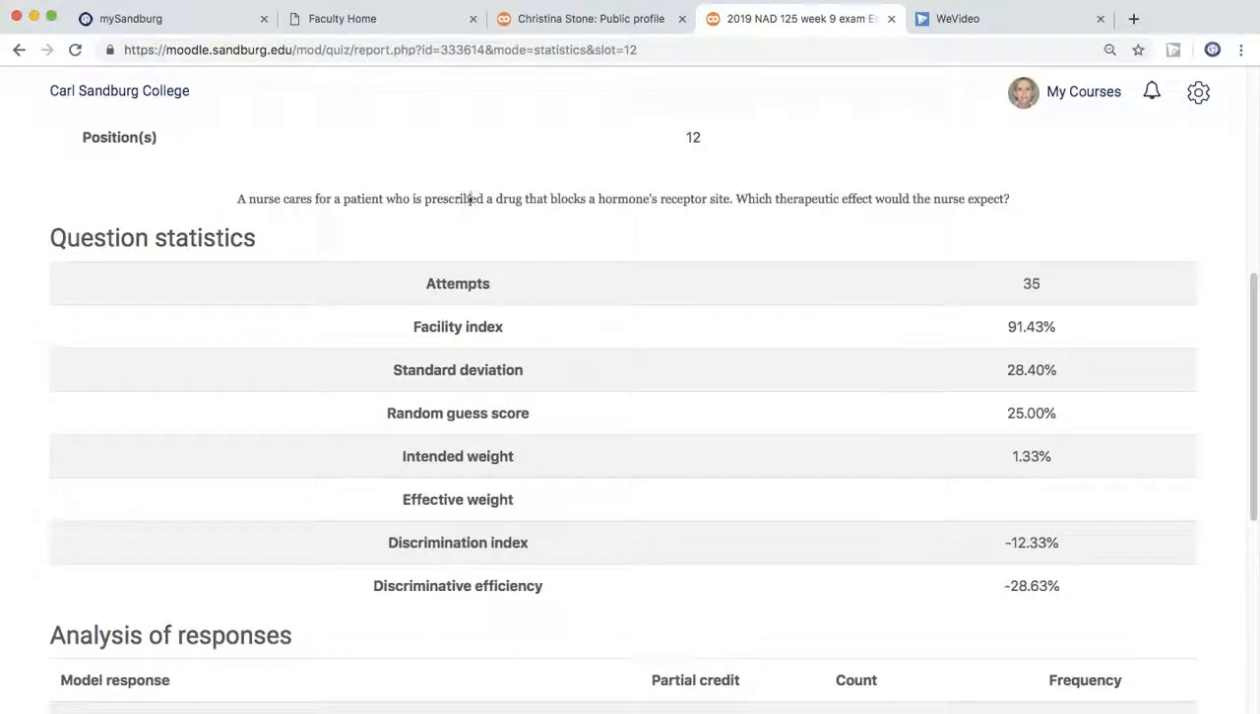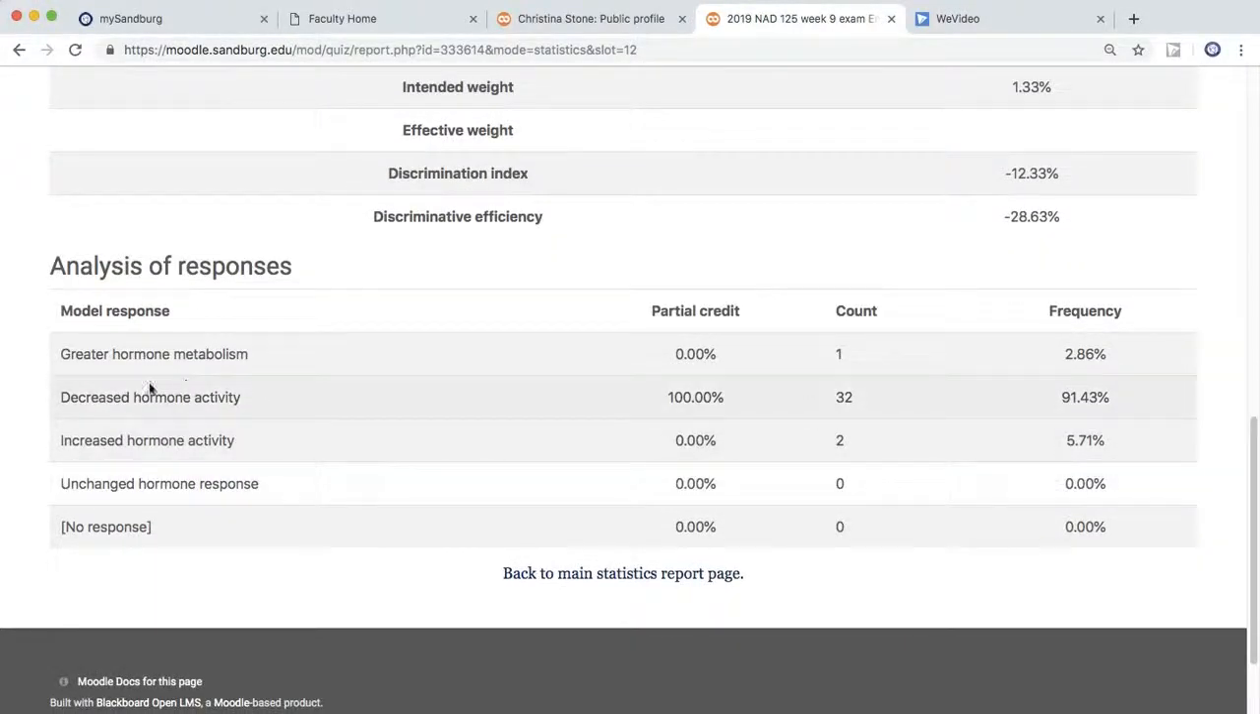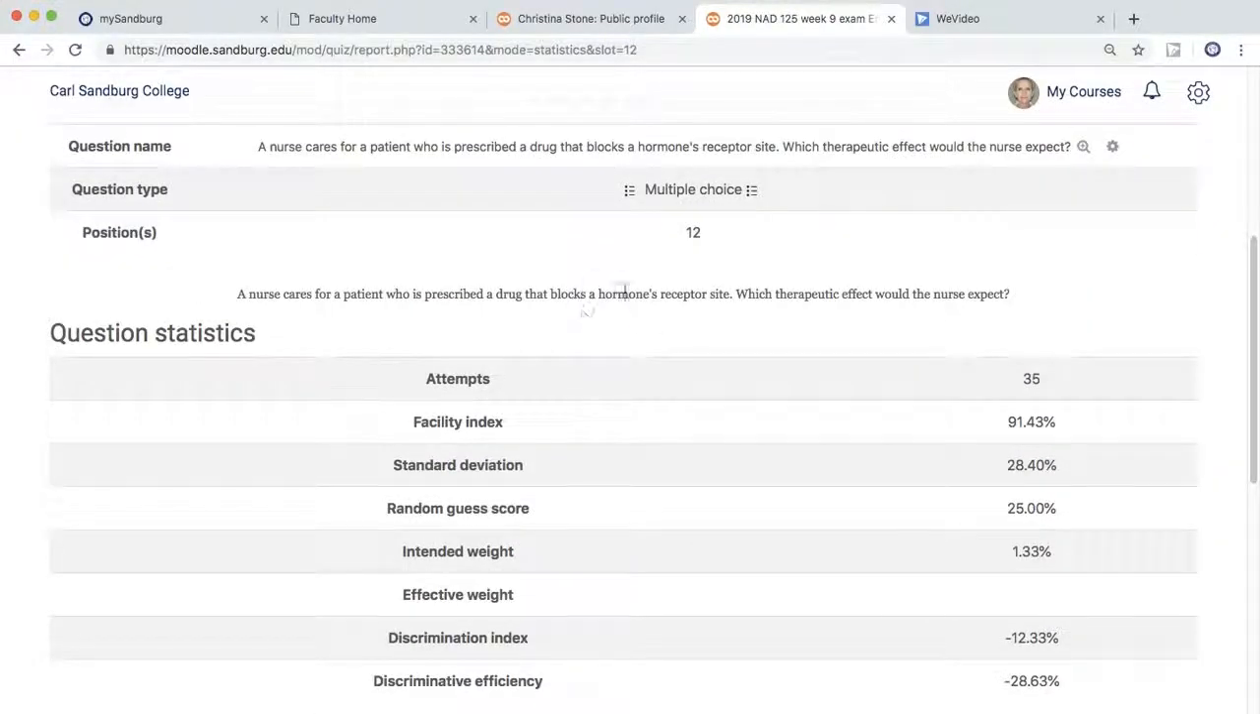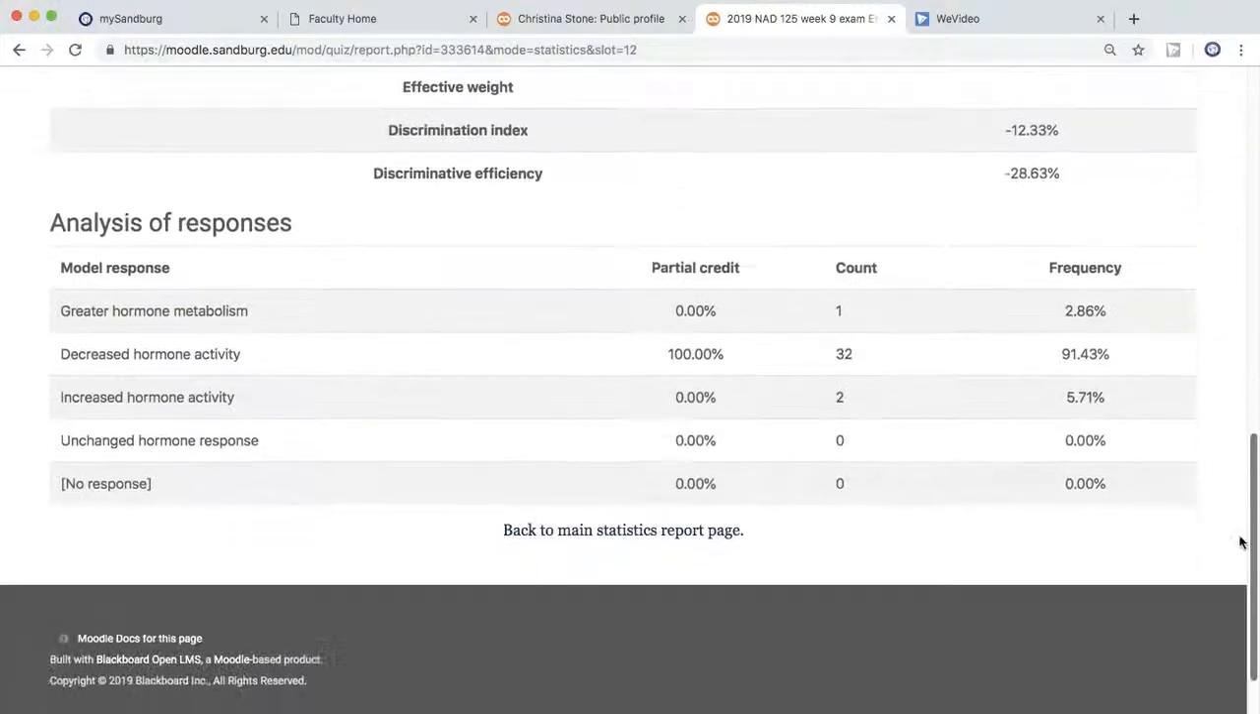A nurse is caring for a patient prescribed a drug that blocks a hormone receptor site. What therapeutic effect would the nurse expect? Correct answer is a decreased hormone activity. Well, yep, that sounds pretty good. It's blocked. So maybe next year, instead of saying a drug, maybe I need to give an example of a drug and not give them the information such as blocks a hormone site, because they're automatically putting blocked and decreased. So I just need to change up the question a little bit.